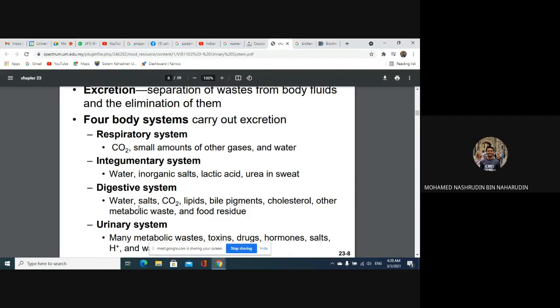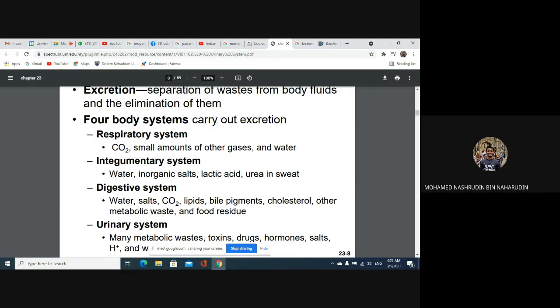The carbon dioxide, a small amount of other gases, and water trigger the adrenal cortex, or the kidney itself, to excrete what needs to be excreted in order to maintain the pressure and the volume of the circulation system, and also the pressure of carbon dioxide. So the second one is the integumentary system.